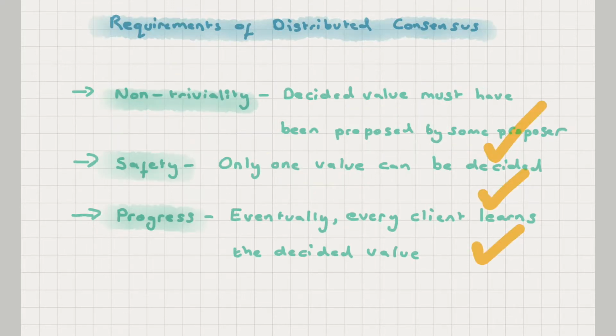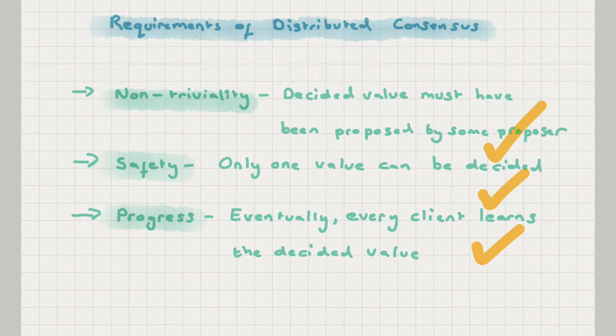Let's have a look at the requirements of consensus from before. So we can see that this algorithm satisfies non-triviality because the decided value is a value that was written by one of the proposers in the form of the proposed message. We satisfy safety because both clients learn the same value. And we satisfy progress because every client, in this case C1 and C2, learn the same decided value when that server is up. Great! End of story, consensus solved.